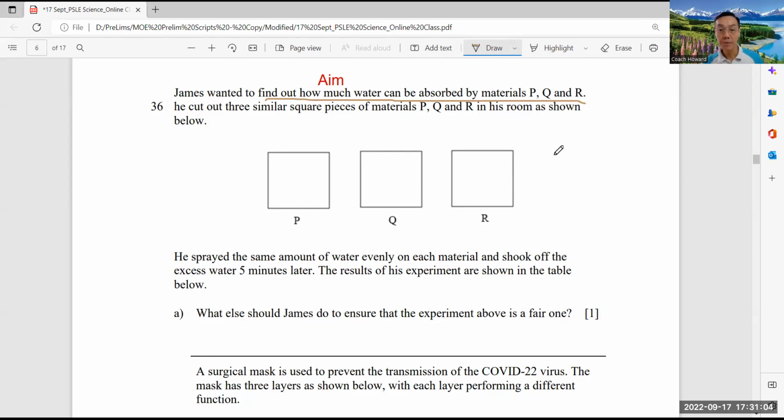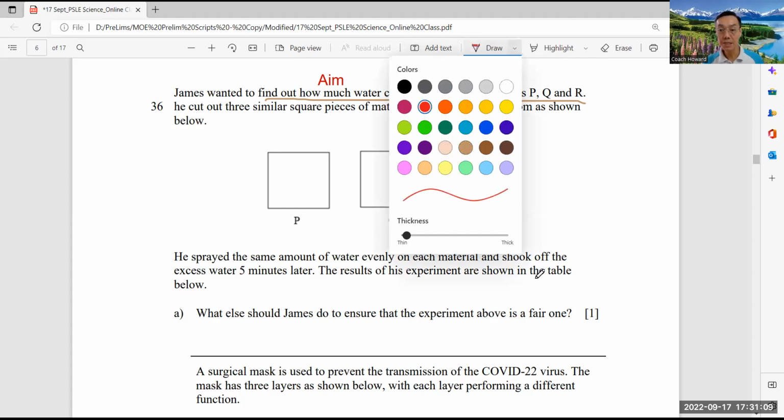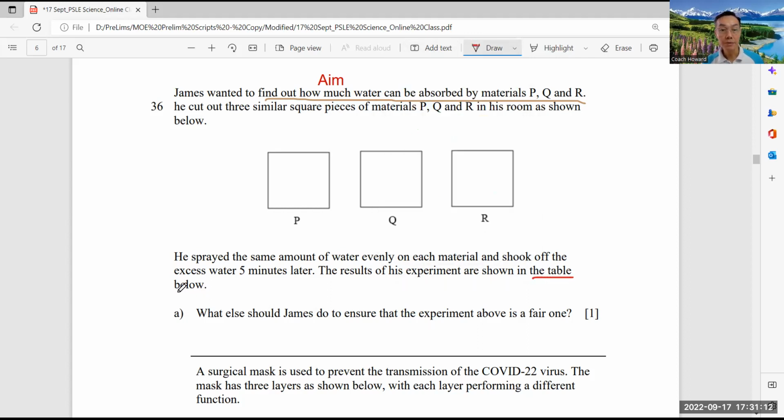The results of the experiment are shown in the table below, but my table is missing, so I want to screen share this table. This table is actually an image I have extracted earlier. Okay, just give me a second. Okay, this one, I will screen share with you. This is the table as shown here.